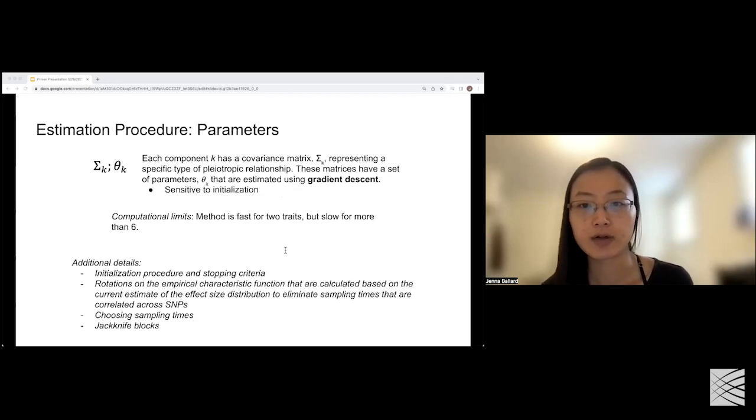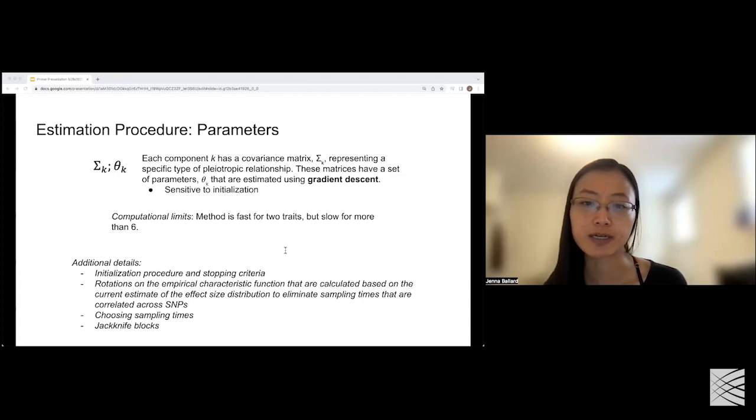There are also several other aspects of the model that need to be optimized. One of them is the component parameters. Each component has a pattern covariance matrix, sigma K, representing a specific type of pleiotropic relationship. These matrices have a set of parameters that are estimated using gradient descent. This is sensitive to initialization, so we have a procedure for the number of initializations and stopping criteria to try to reach an optimum.